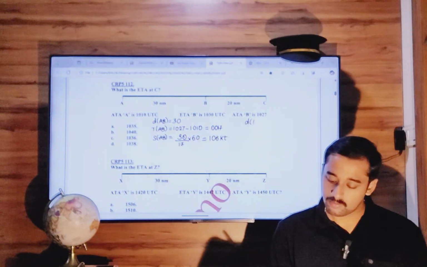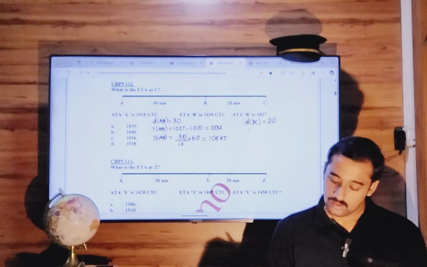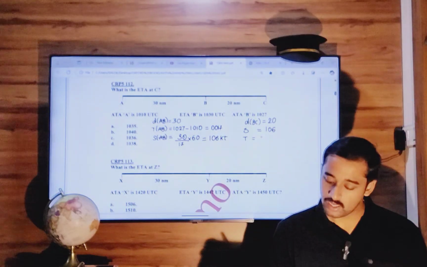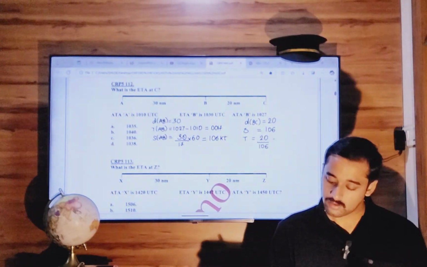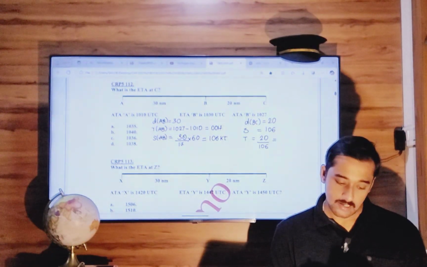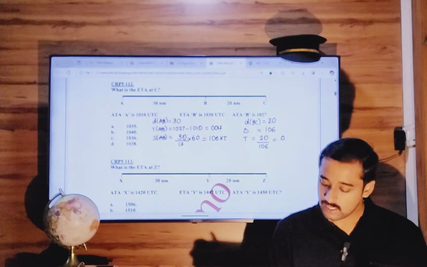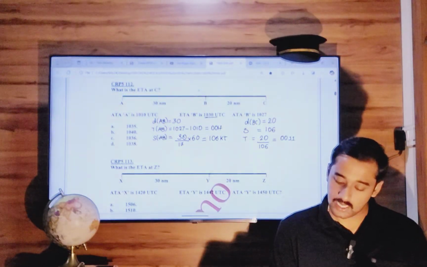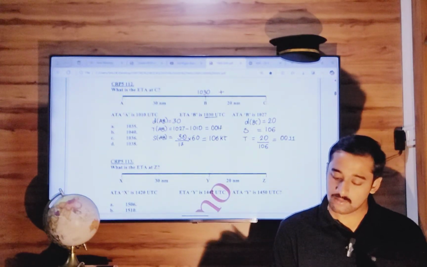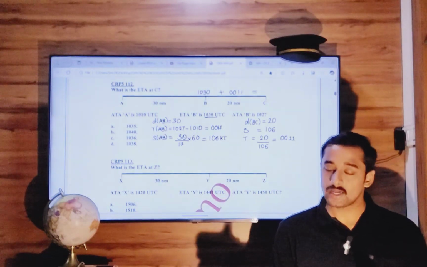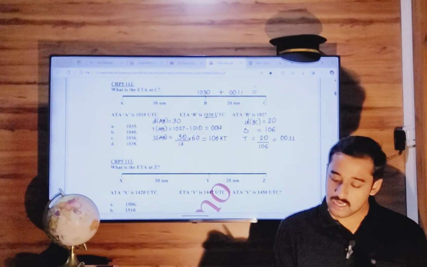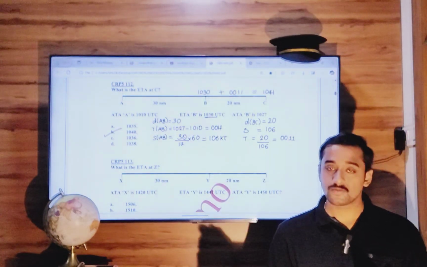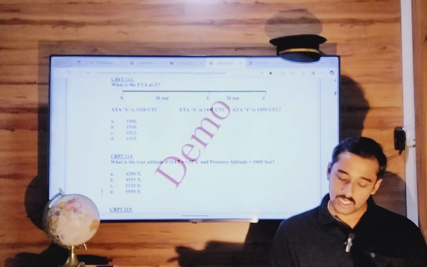Now distance BC is 20, speed is 106, so time taken to travel 20 miles will be 20 divided by 106, 11 minutes. Now your departure time at Bravo is 10 hours 30 minutes. Total flight time is 11 minutes. Your arrival time at Charlie will be 10:30 plus 11, that is 10:41. So option Bravo, closest.